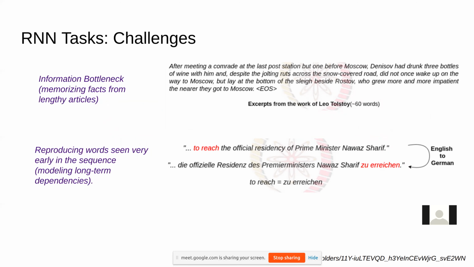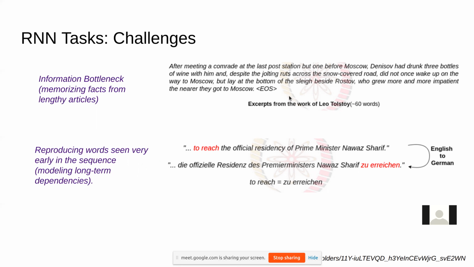However, when we use RNN to solve such tasks, there are certain challenges which are faced. For example, consider this stanza, right? This is a long description, like a long text: after meeting a comrade at the last post station, and so on, it goes on. And now the question is how to handle this entire information at once. Suppose there is a question answering round after this paragraph, okay? So we expect the model to remember each and every possible fact there.